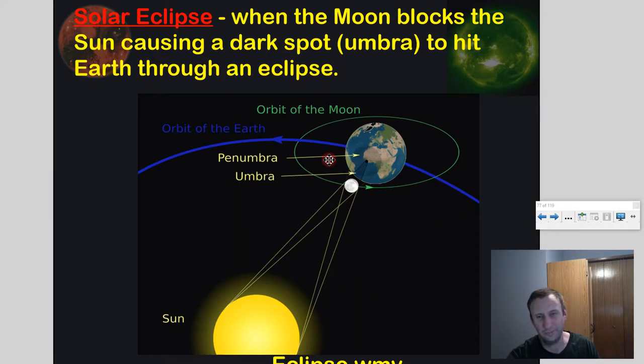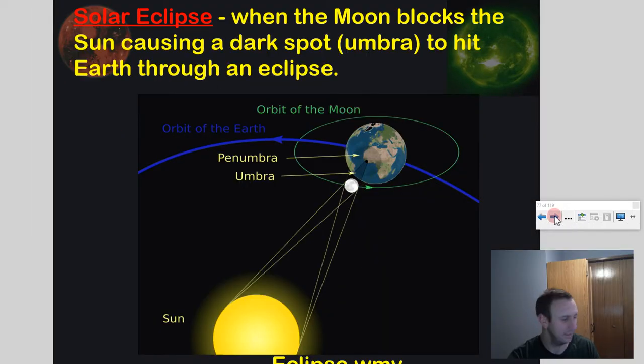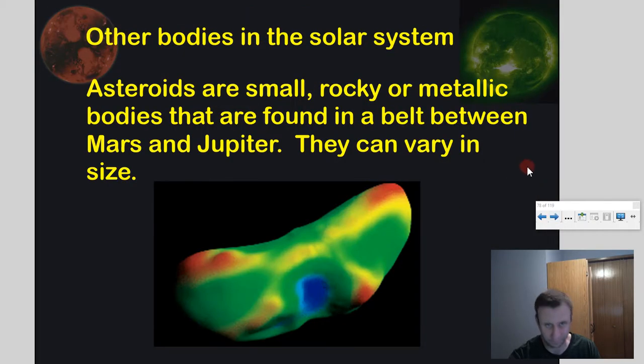A solar eclipse occurs when the Earth doesn't have light in an area because the moon is in the way. So the moon blocks the sun, causing a dark spot, or an umbra, to hit Earth through an eclipse. So you can actually see here that idea of the moon being in the way, and then part of the Earth is completely dark as a result in a solar eclipse. So solar eclipses are the really spectacular ones to see. Lunar eclipses, not as spectacular at all, but a solar eclipse is very cool to see. And if you watched that one 2 or 3 years ago, it's kind of neat.